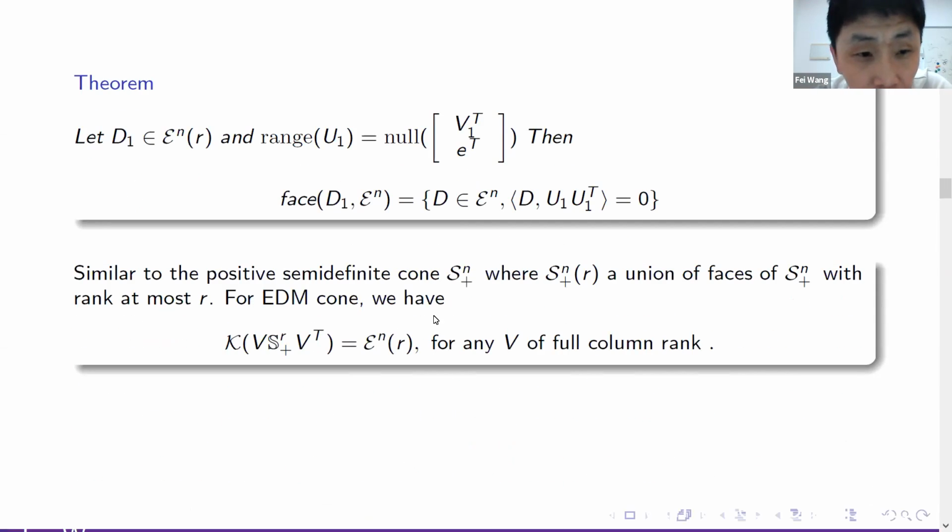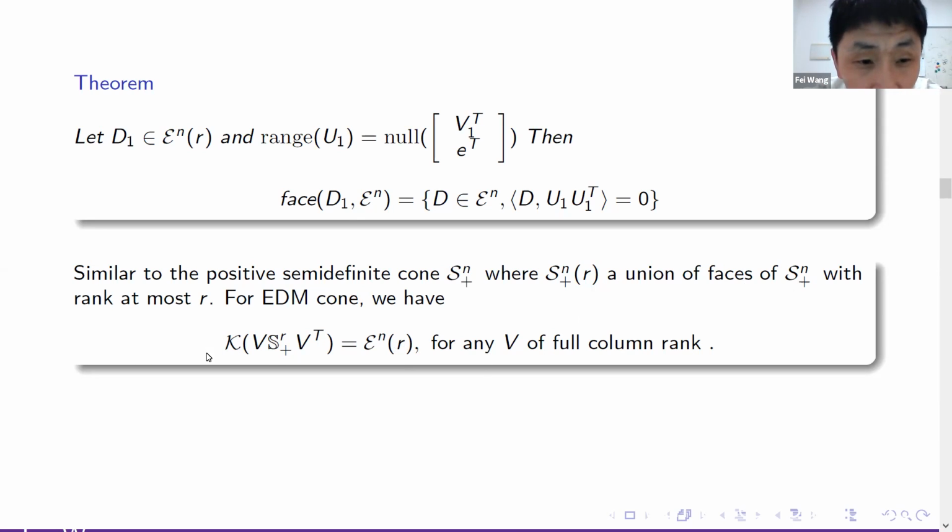So we actually have this, similar to the PSD cone where we have S_n^r, S plus n r, which consists of all PSD matrices of rank less than or equal to r. So this S_n^r is a union of faces of the PSD cone. Similarly for the EDM cone, we say that this r stratum, EDMs with embedding dimension less than or equal to r, is a union.